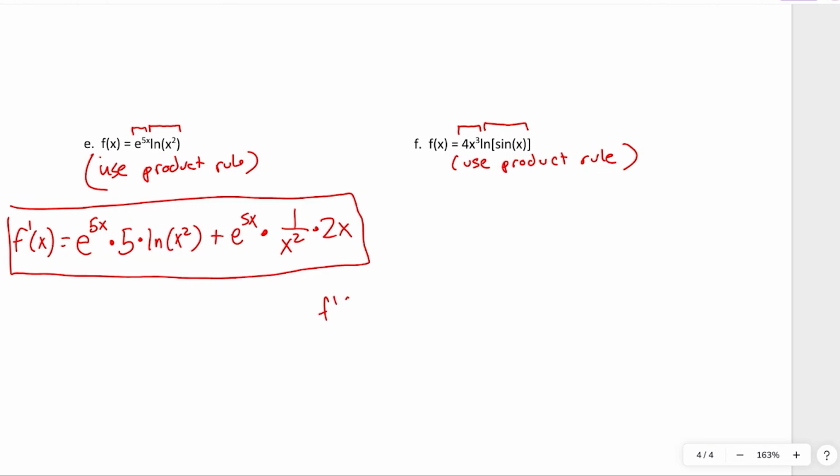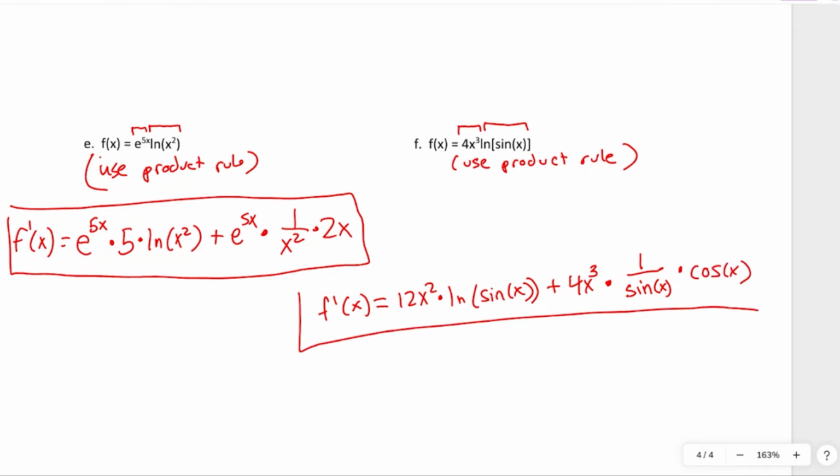So for this one, we got f prime is equal to the derivative of the first, which is 12x squared, times the second, which is the natural log of sine x. Need an extra close parentheses there, plus the first, which is 4x cubed, times the derivative of the second. So the derivative of the second here would be 1 over sine x times the derivative of sine x, which is cosine x. And there we go.